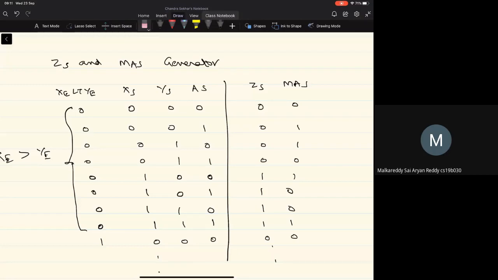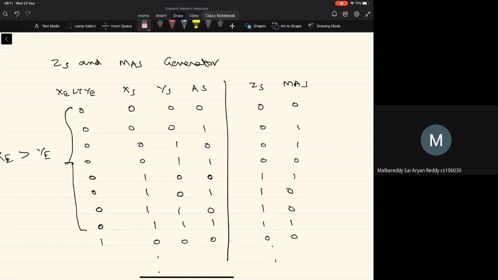Okay. Now, if I take this combination of all zeros, what does that indicate? XE is greater than YE, X and Y are both positive, and I want to perform the addition operation. So when we perform addition on two operands which are positive, the result will also be positive. That's why the ZS is 0. And because both are positive and we want to perform the add operation, the mantissas have to be added. That's why the MES bit is 0. So that's a very straightforward case.